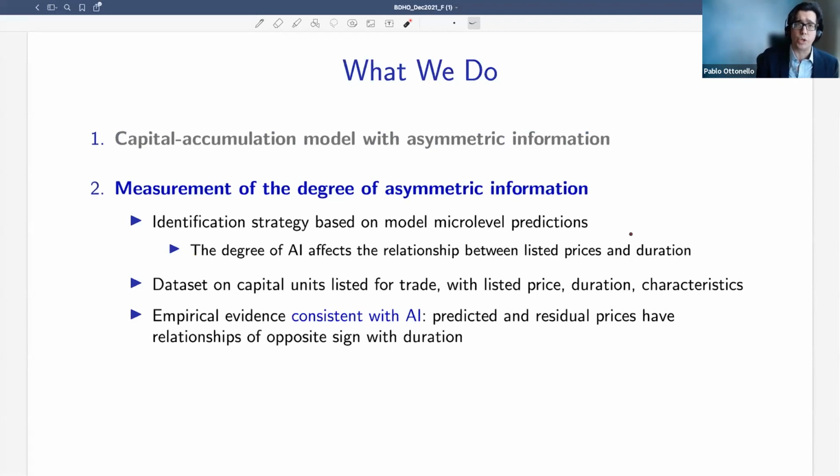For this, we use a novel data set that contains a panel of capital structures listed for trade, in which we observe the price of listed units and their duration, as well as observable characteristics. And we provide empirical evidence consistent with asymmetric information, in particular that the component of the price of a listed unit of capital that is linked to its observable characteristics has a relationship with the duration of the property of the opposite sign as the component of the price that is not linked to its observable characteristics.